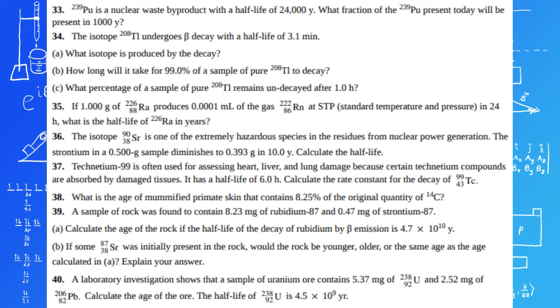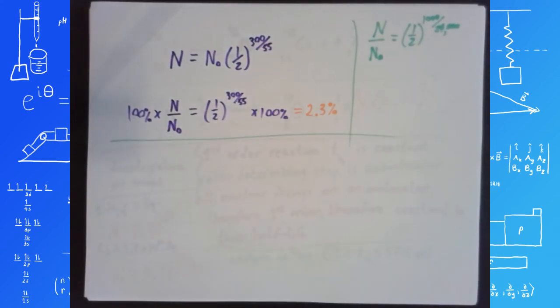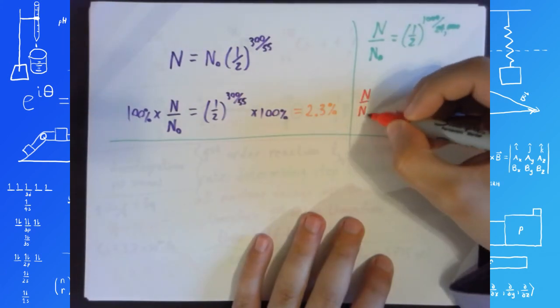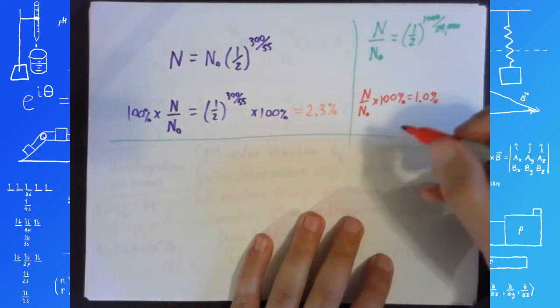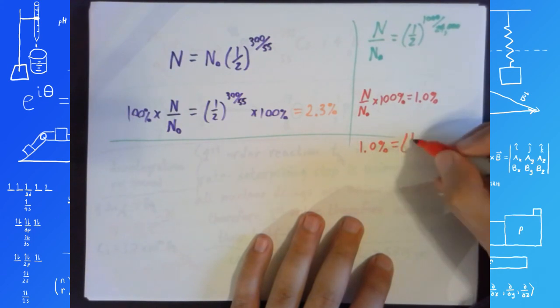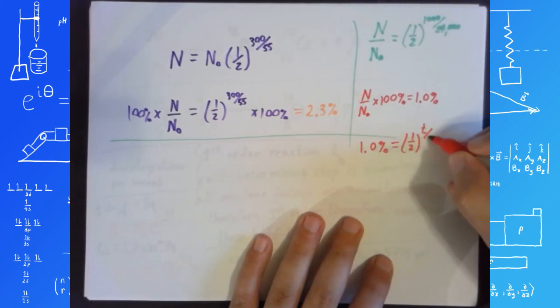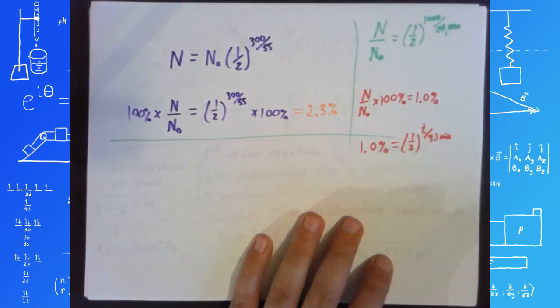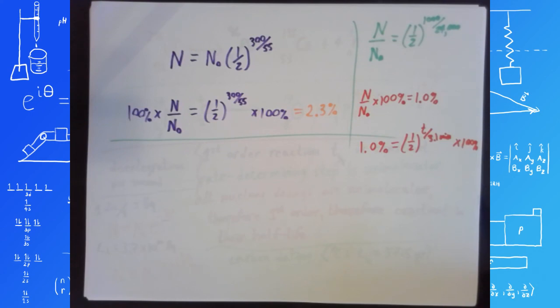Okay, so pretty simple stuff. 99% decayed means 1% remaining. Be careful about that. But otherwise, it's pretty much the same thing we did up here. So we can say n over n0 times 100% is equal to 1.0%. 1.0% is equal to 1/2 to the, what did they give us? They gave us a half-life of 3.1 minutes, so what's unknown is the amount of time that passed, t over 3.1. Remember, this is in minutes, so the t that you solve for will itself be in minutes, times 100%. And yeah, 1.0 divided by 100% is 0.010.